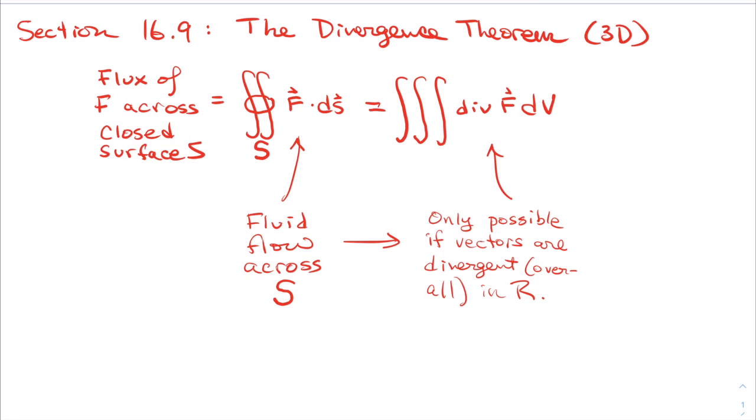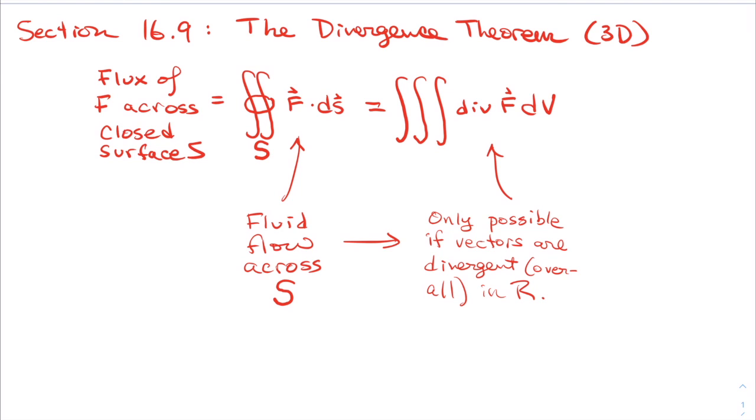So diverging fields, remember, are ones that push outward from some source. And so there's a source of fluid flow. And if you just sum that up over the region, that's just the total flux across the surface. So we're just sort of adding up how much fluid is flowing outward. And this is per unit time, okay?